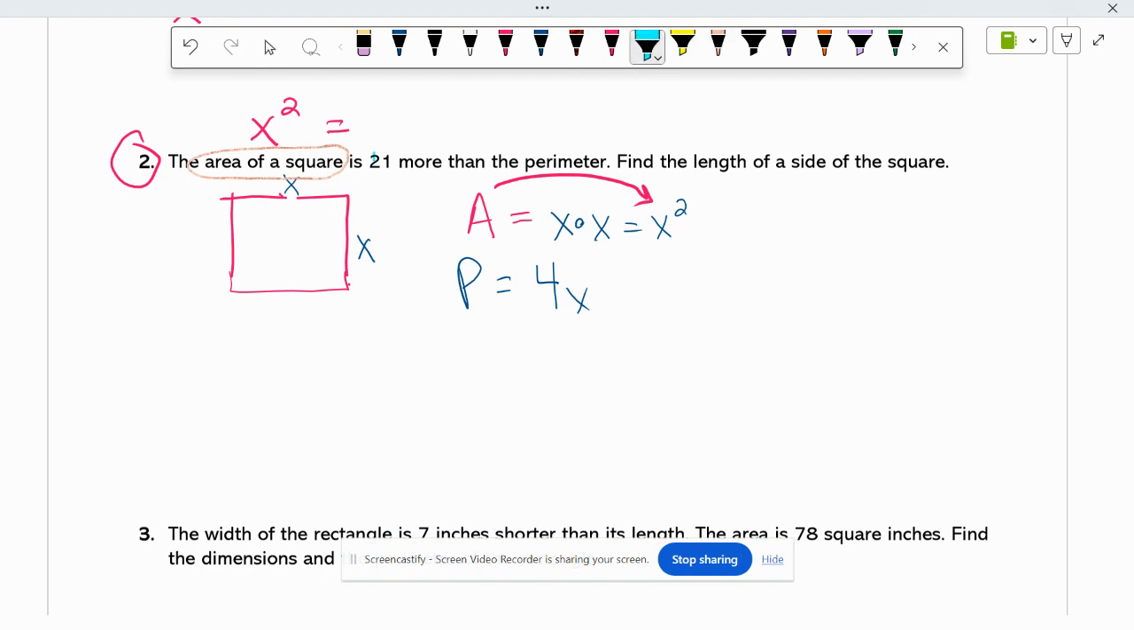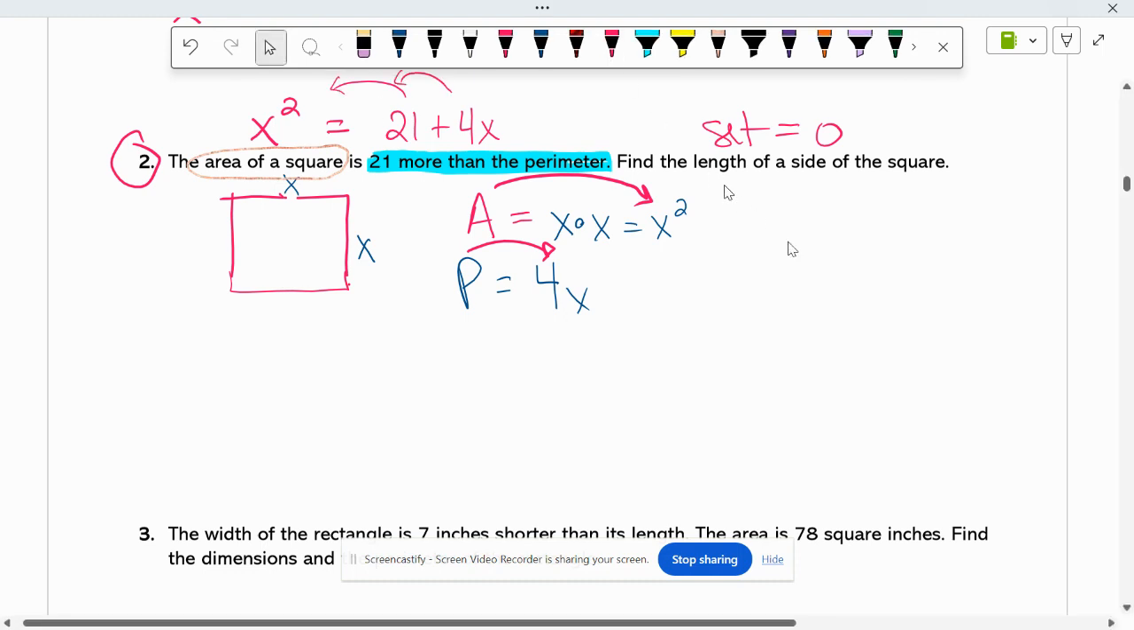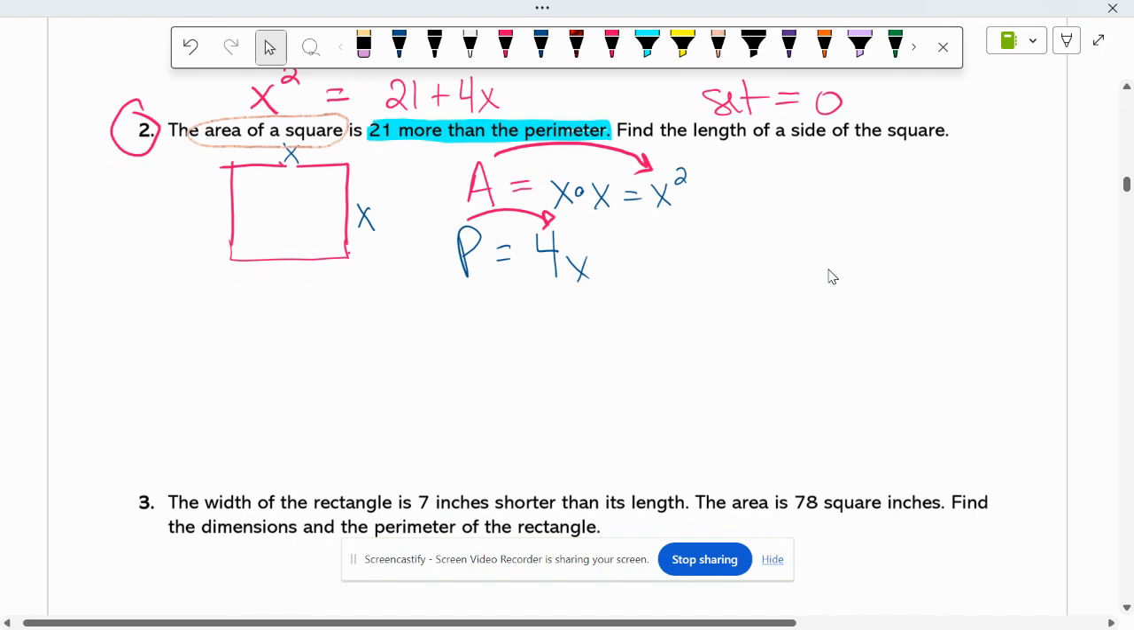How do I show 21 more than the perimeter? Well, what is the perimeter? So 21 plus 4x. How are you going to solve that? You have to set it equal to 0. So you have to move all of this stuff over to the other side. Okay? That's your hint for number 2. Let's look at number 3.